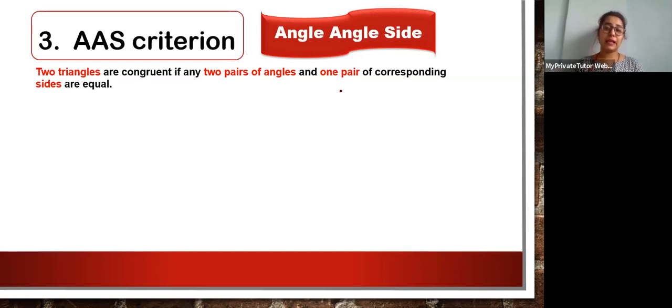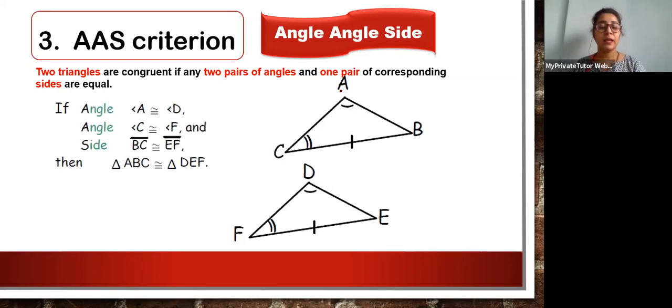You might be confused why ASA is so different and AAS is so different. In ASA we have two angles, and in AAS also we have two angles. In the previous one I clearly mentioned that the side should be in between the two angles, correct? In this one, if the side is not between the two angles, then also we can consider that the two triangles are congruent.